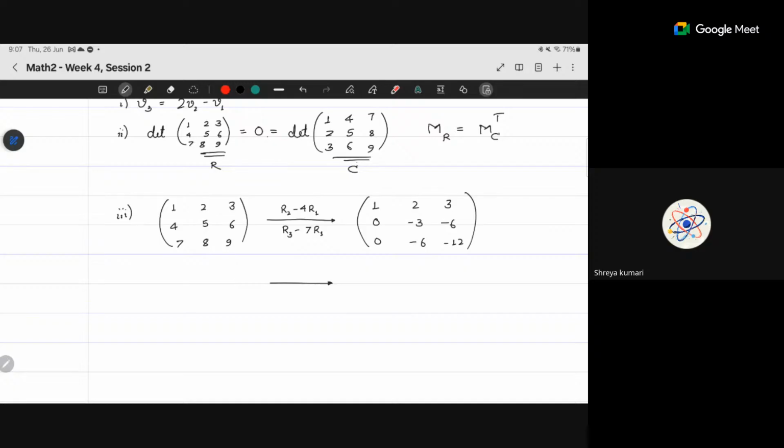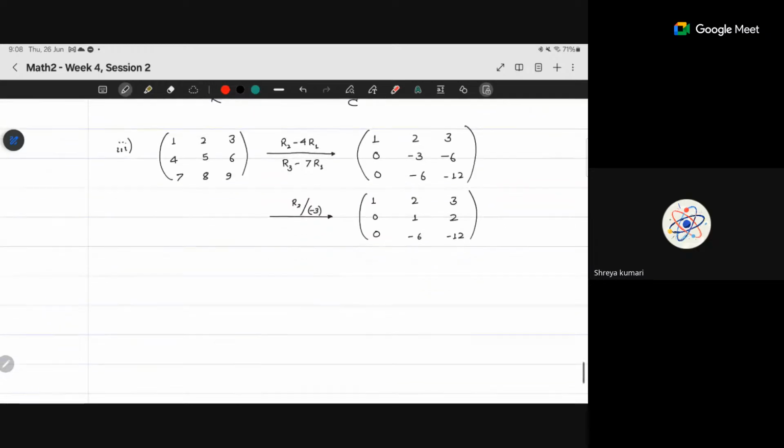What next? Divide the second row by minus 3. Multiply by minus 1 by 3 or divide by minus 3, so either of them. Final step: minus plus 6 times of R.